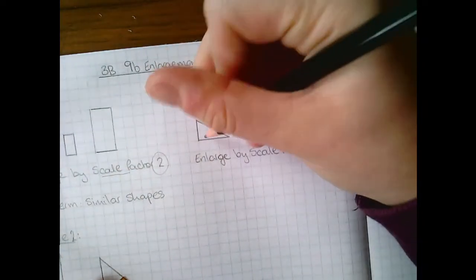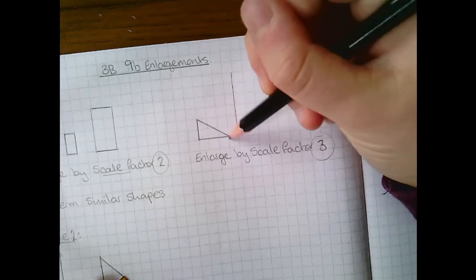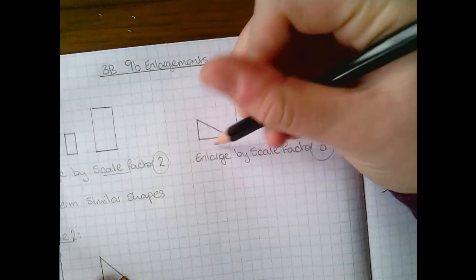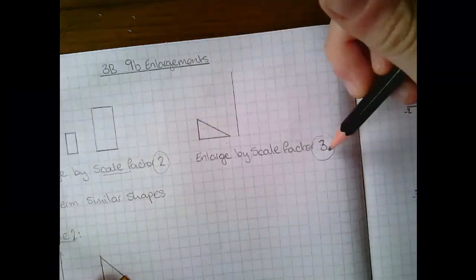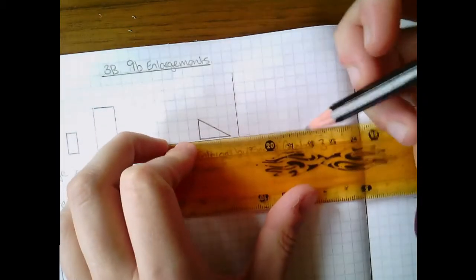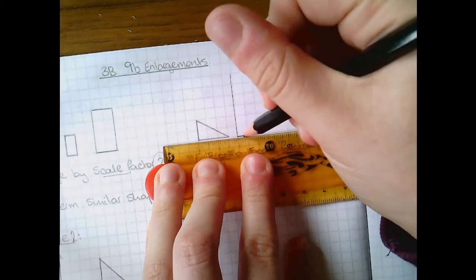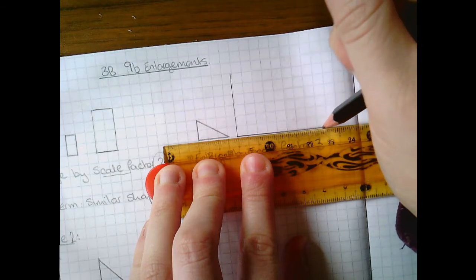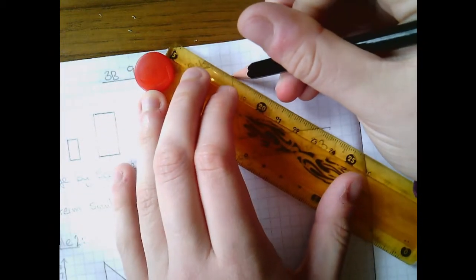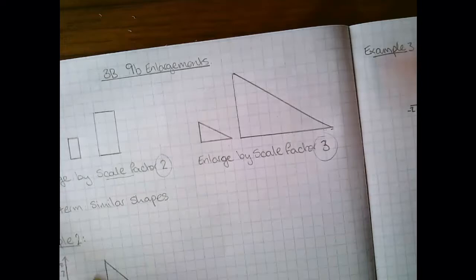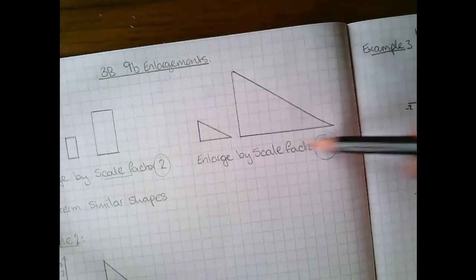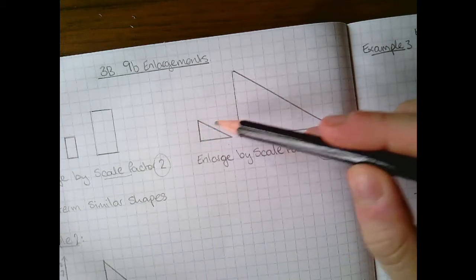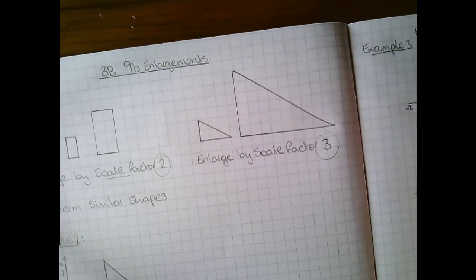Okay. Then this side length is going to be quite tricky, so we'll just leave that for now. So we've got 1, 2, and 3. Okay, so we can count along easily. That's definitely 3 squares long. So if we times that by 3, we end up with 9. Okay, so 1, 2, 3, 4, 5, 6, 7, 8, 9. And if we just join those together, we should be able to see that this shape here is 3 times bigger than this shape. So we've enlarged our object by a scale factor of 3.